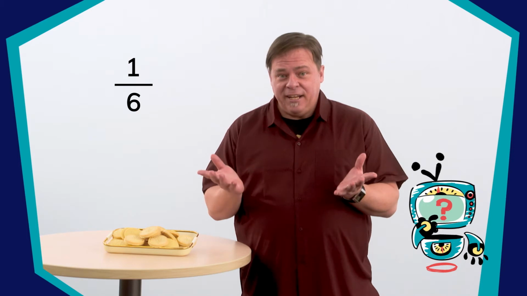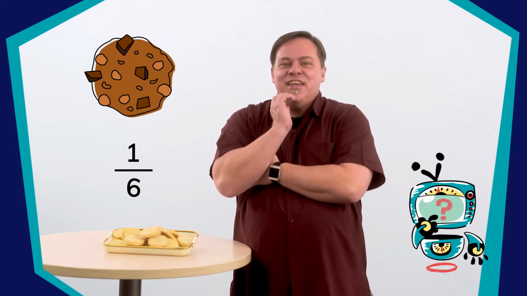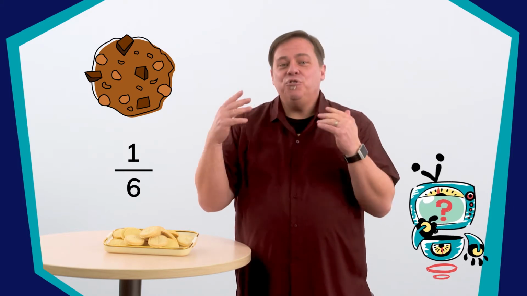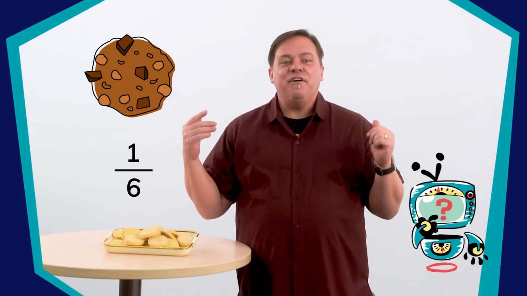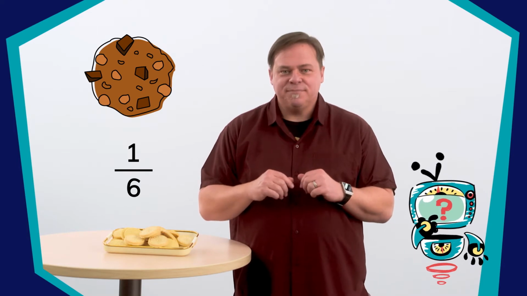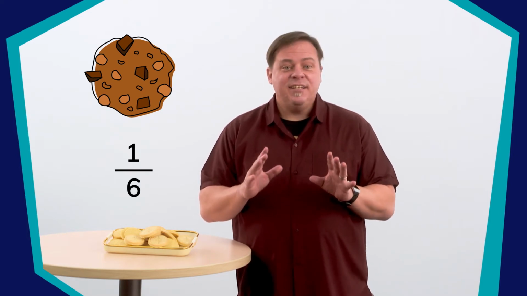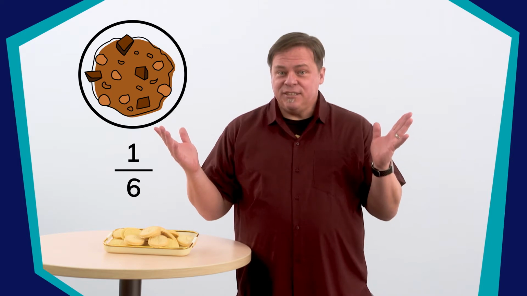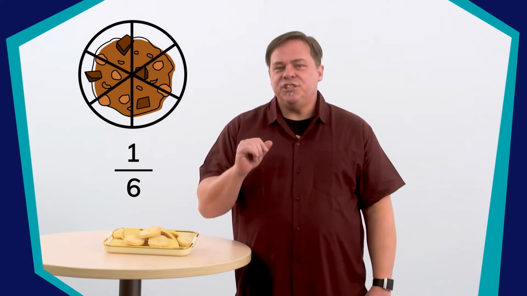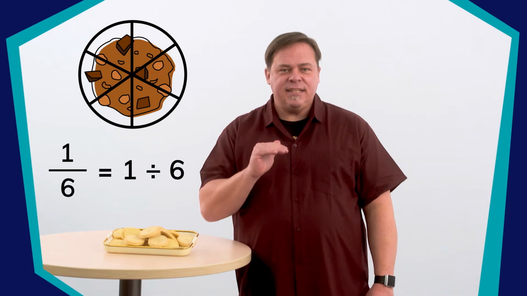Take a fraction like 1/6. What is a sixth, really? It's a whole divided into 6 parts, like this giant cookie I'm imagining. This cookie is so big, one person can't eat it all. You've got to divide it into 6 and let 5 other people share it. A sixth, then, is really just the whole divided into 6 parts. It's just 1 divided by 6.